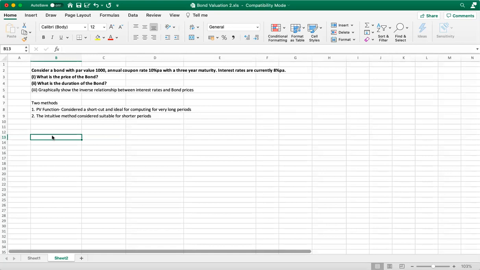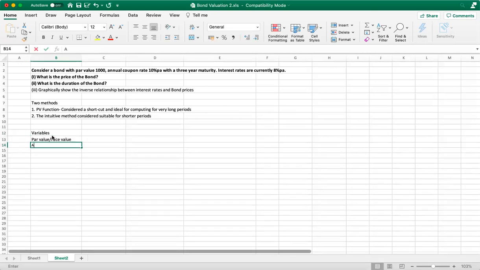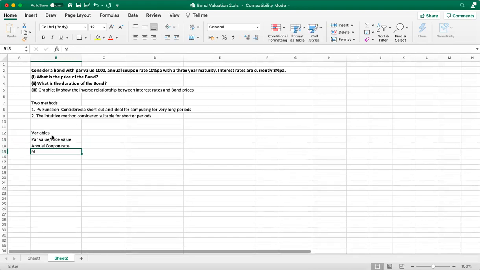Okay, so I'll start off with the PV function. But we all know that to value a bond, you require the coupon rate, that is 1. You require the par value, 2, and you require maturity. So the first thing we do is to put down the variables. It's important that you write down the variables. So 1, par value or face value. 2, annual coupon rate. 3, maturity.